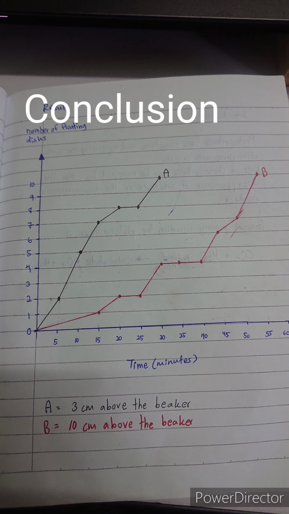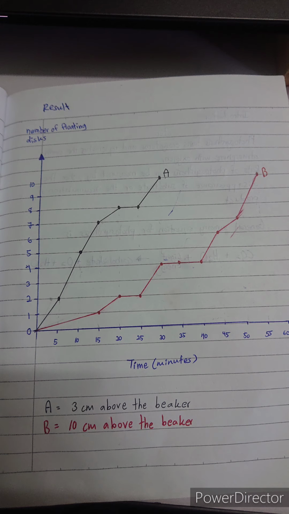For conclusion, the hypothesis is correct. From the graph, we can see the rate of photosynthesis is increased when the source of light is nearer, judging by the number of discs floating completely, which is A faster than B in minutes.